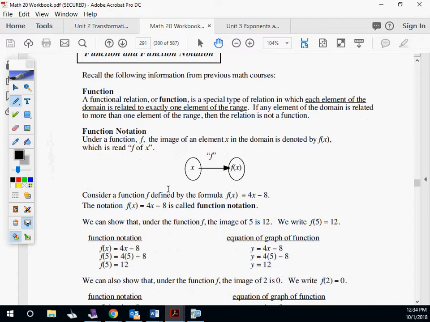So a function relation or a function is a special type of relation in which each element of the domain is related to exactly one element of the range. So for every x, you have one y. That's the rules for functions. Okay? Function notation is writing stuff in f of x form.